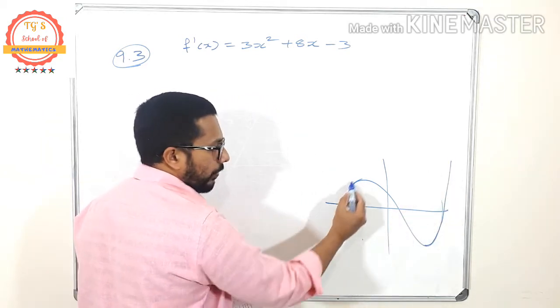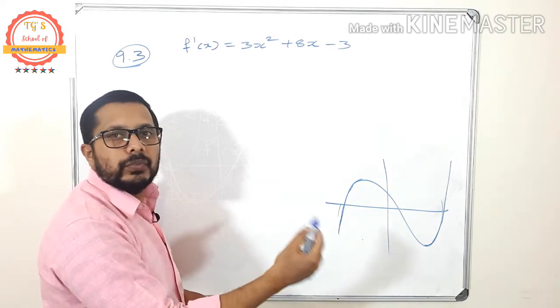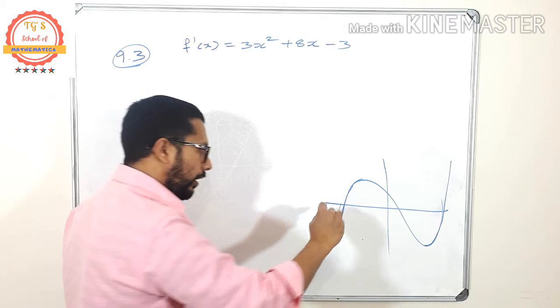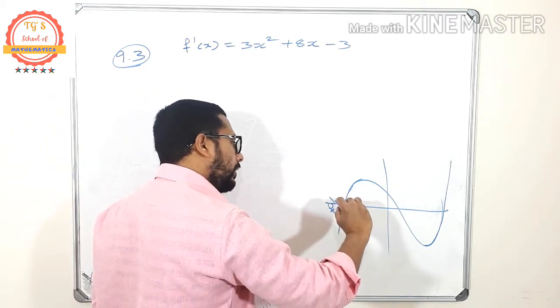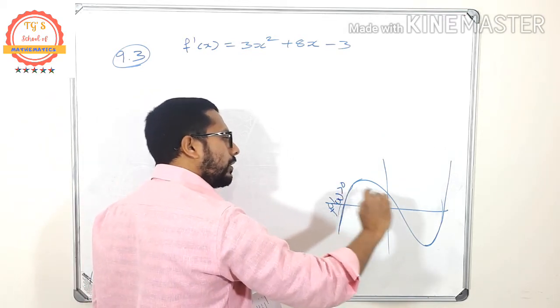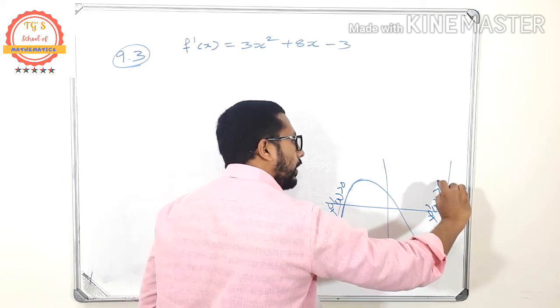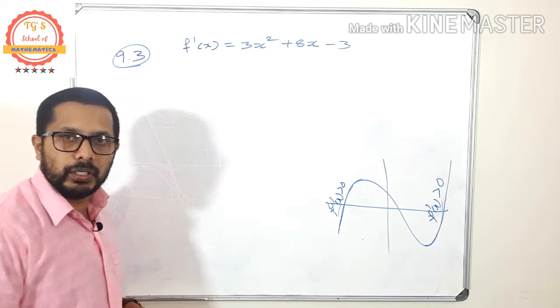Okay, so if f is strictly increasing, what is f dash of x? Of course it is greater than 0. Do you remember that one? If f is strictly increasing or f is increasing, f dash of x is greater than 0. Here also f dash of x is greater than 0. Okay, don't forget that one.